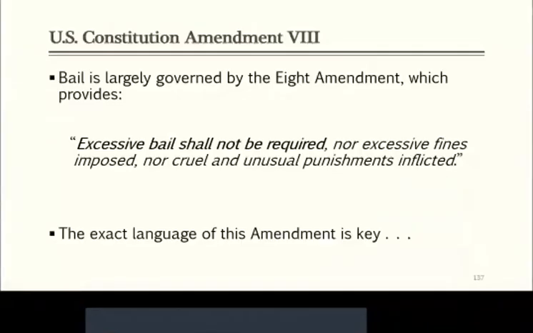So when we think of the concept of bail, bail is largely governed by the Eighth Amendment. The Eighth Amendment provides in relevant part, excessive bail shall not be required, nor excessive fines imposed, nor cruel and unusual punishments inflicted. Now, the exact language of the Eighth Amendment is key. Specifically, excessive bail shall not be required, with emphasis on excessive.